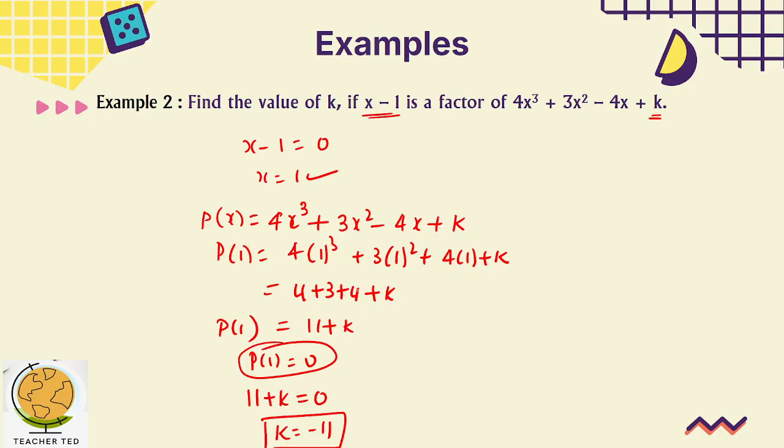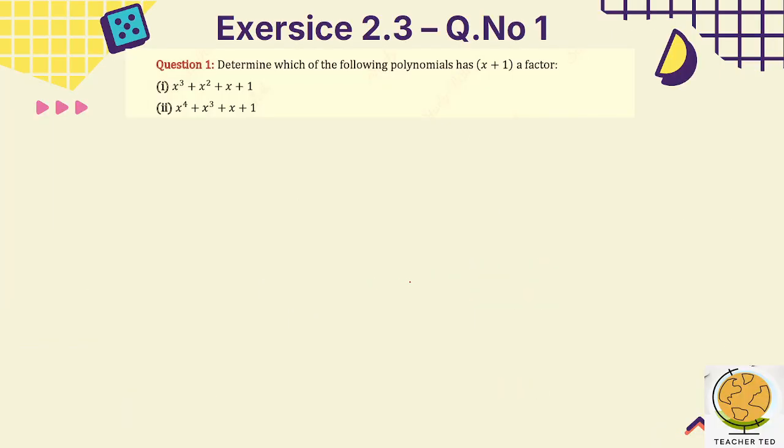the given variable. Let us start with exercise 2.3, question number 1. They have given a factor, that is x plus 1. You need to find out whether the given factor, the given value of x will become a factor of the polynomial. So substitute p of x is equal to x cube plus x square plus x plus 1, and here x plus 1 is a factor they have given, equate it to 0. It becomes x is equal to minus 1.